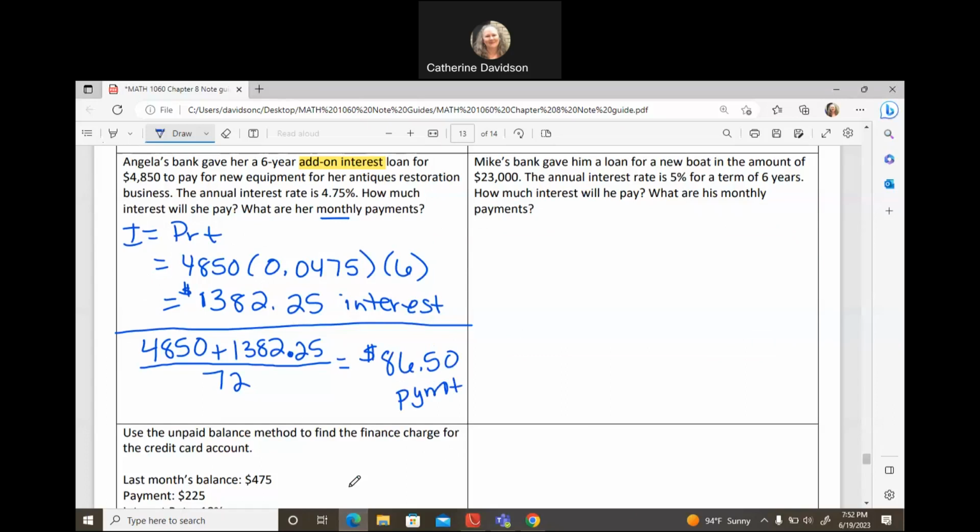Mike's Bank gives him a loan for a new boat in the amount of $23,000. The annual interest rate is 5% for a term of 6 years. How much interest will he pay? And what are his monthly payments? So same process here. The amount that he borrows times the rate for the number of years. So let's figure out what the interest is.